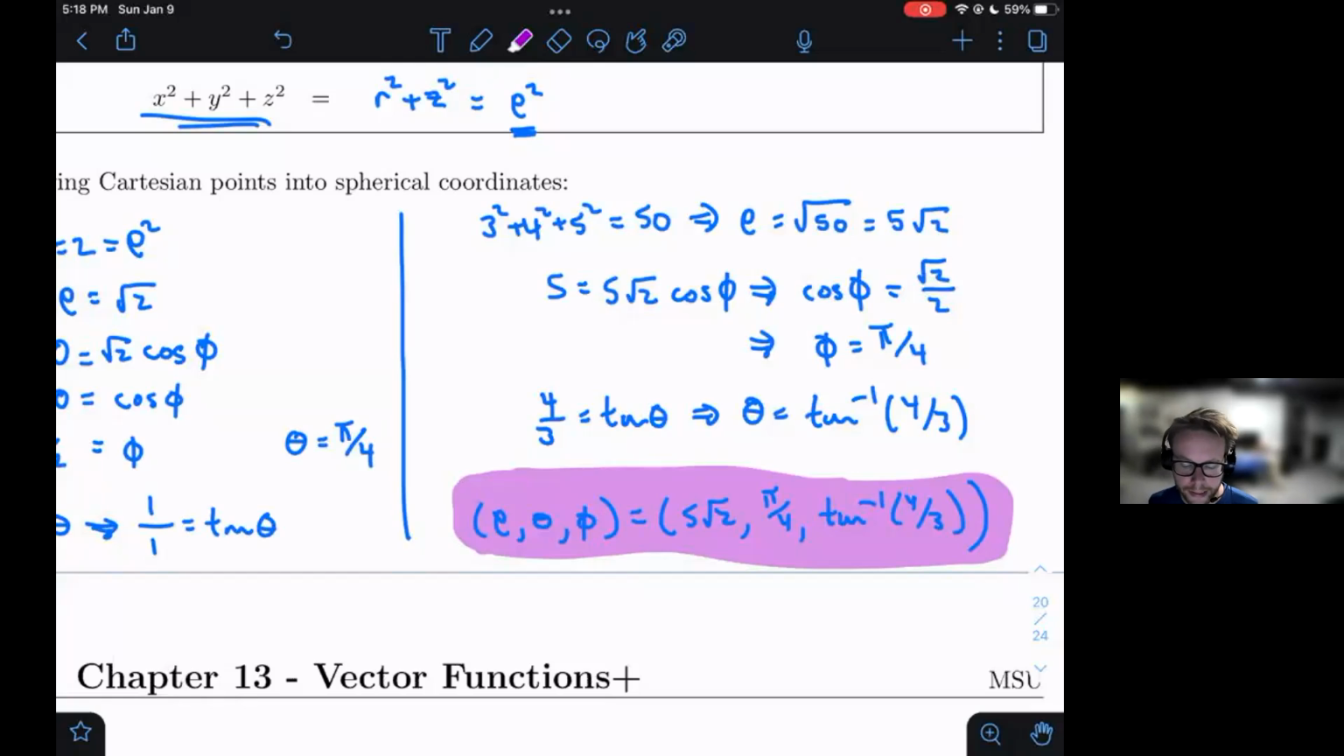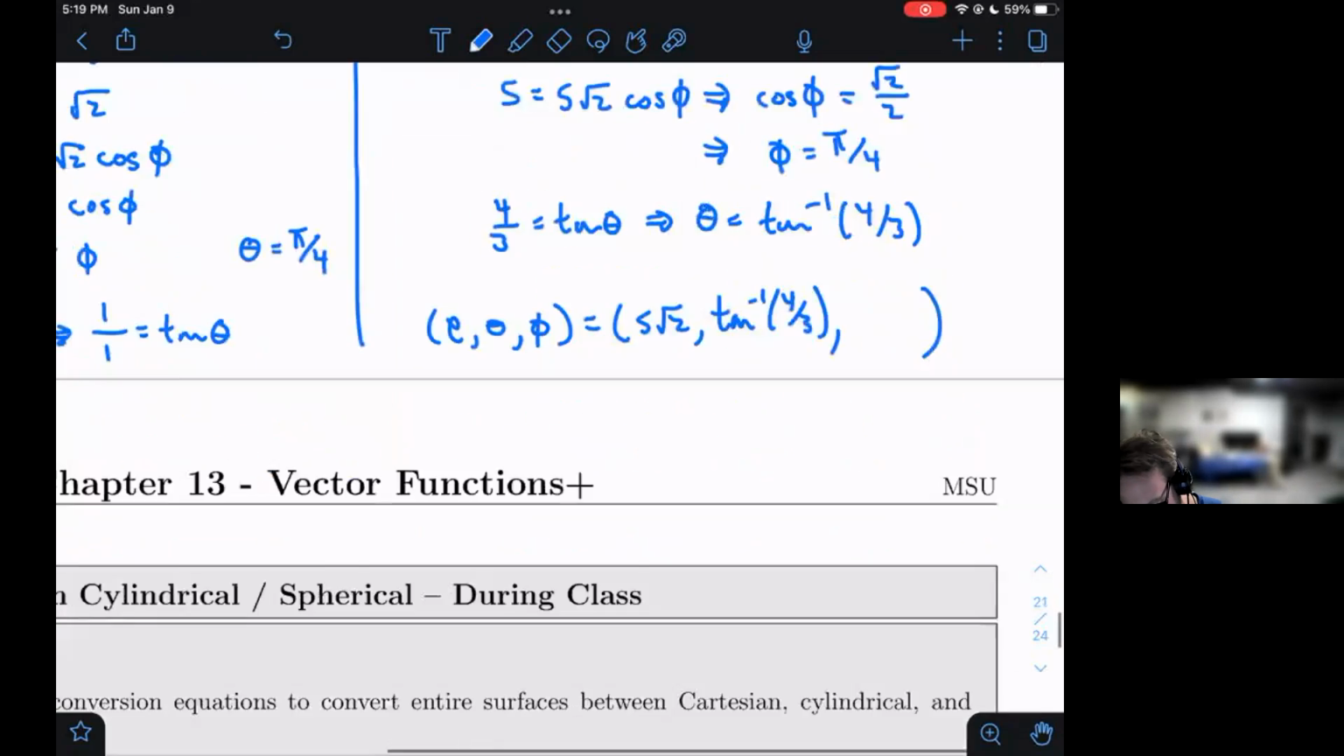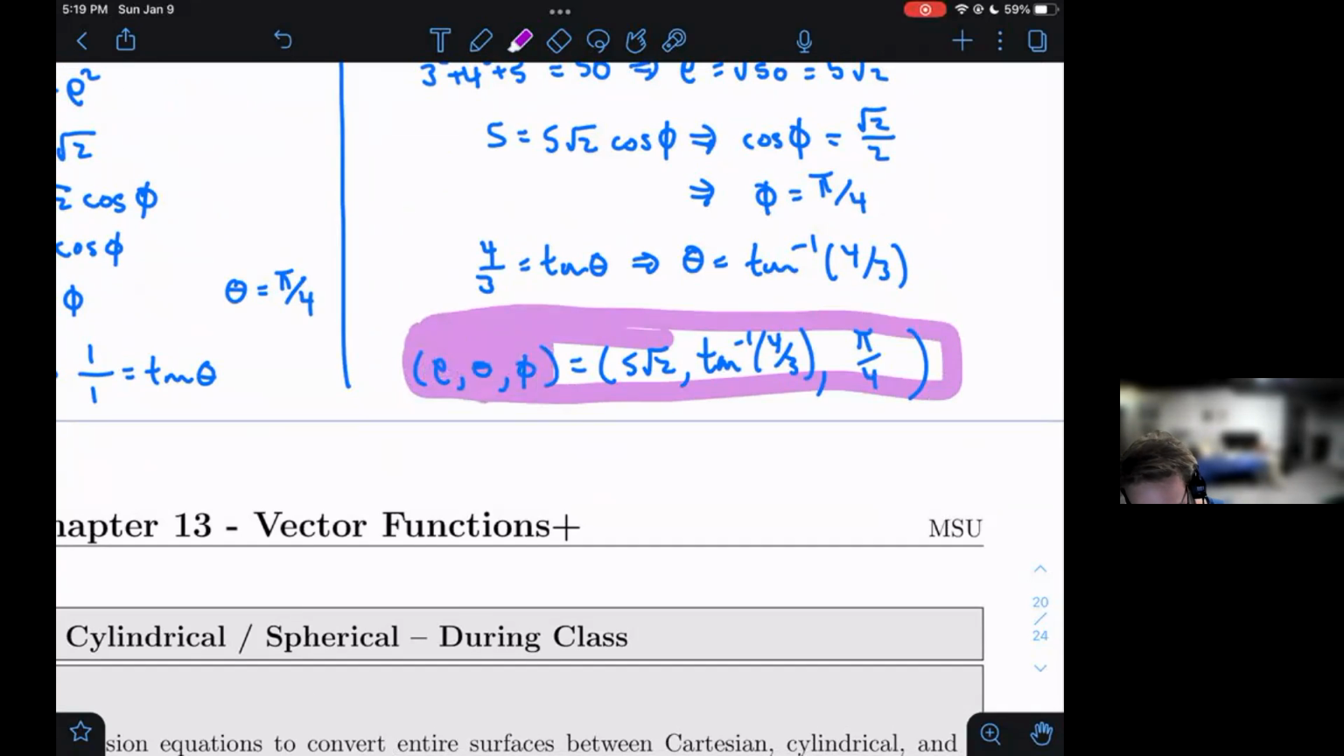All right, so the correct answer here is rho is 5 root 2. Theta is, oh, sorry, I have these the wrong way. Other way around. Theta is tangent inverse of 4 over 3. Sadly, there's not any way to simplify this. You can't get a decimal answer. And if this was a D2L style question, you would want a decimal answer. But in WebWork, you should enter it just like this. And then finally, the phi is going to be pi over 4. There we go. Now I can highlight that, and that is the correct answer.